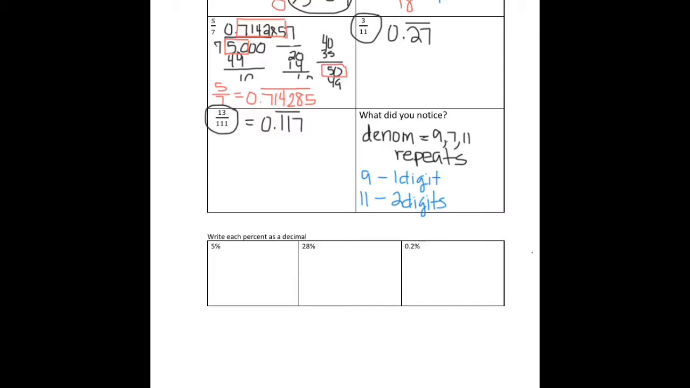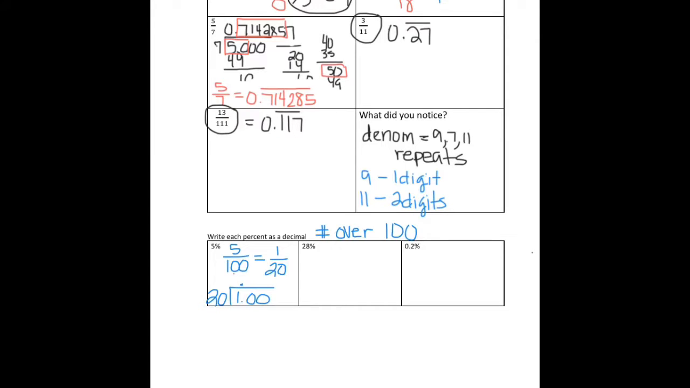Well, the first thing I want to do is turn a percent into a fraction. Remember, a percent is a number over or out of 100. So 5% is the same thing as 5 over 100, which reduces to 1 over 20. Top number goes inside, bottom number goes outside. I'm going to add a decimal and 2 zeros.